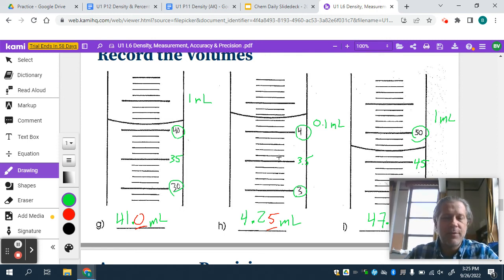And so I'm going to stop the video here, and I'm going to then start the video again when we talk about accuracy and precision and percent error. And that would be the end of this lesson.